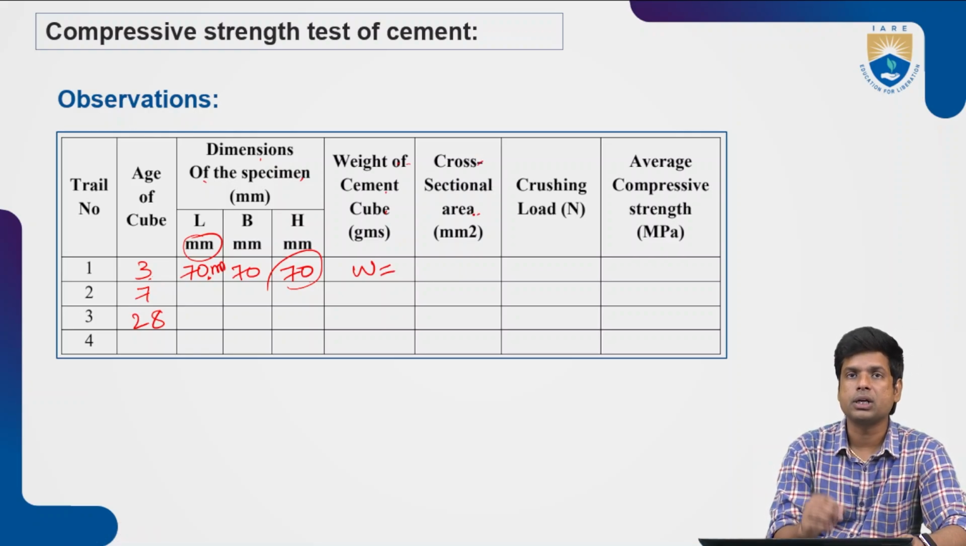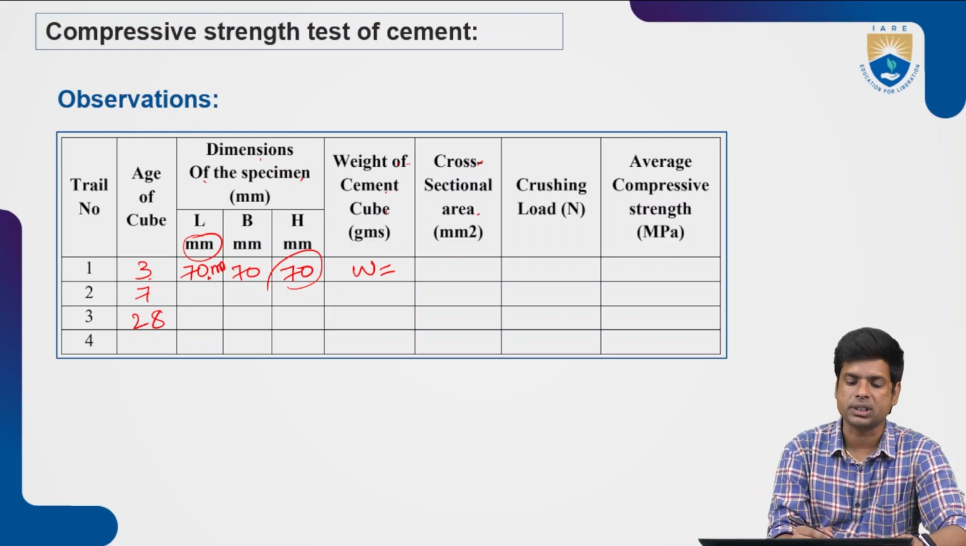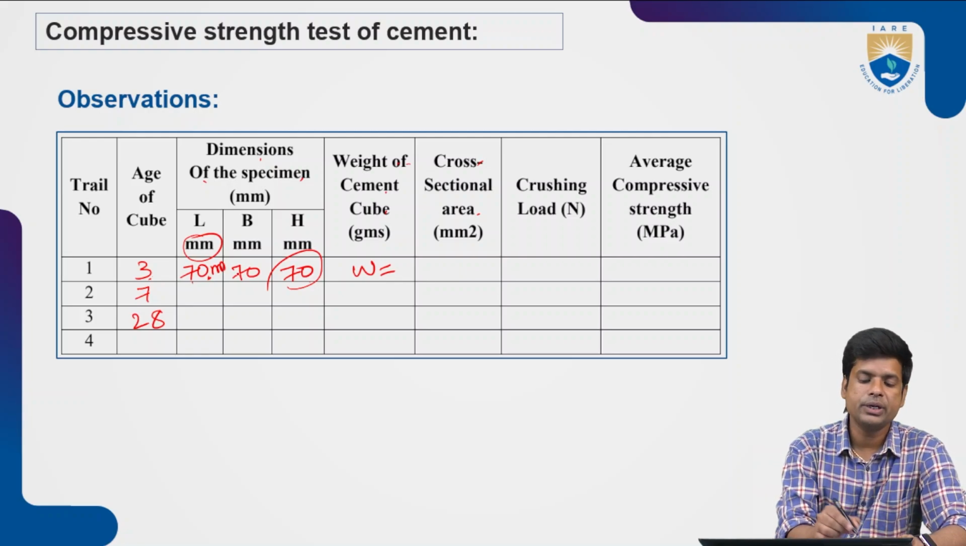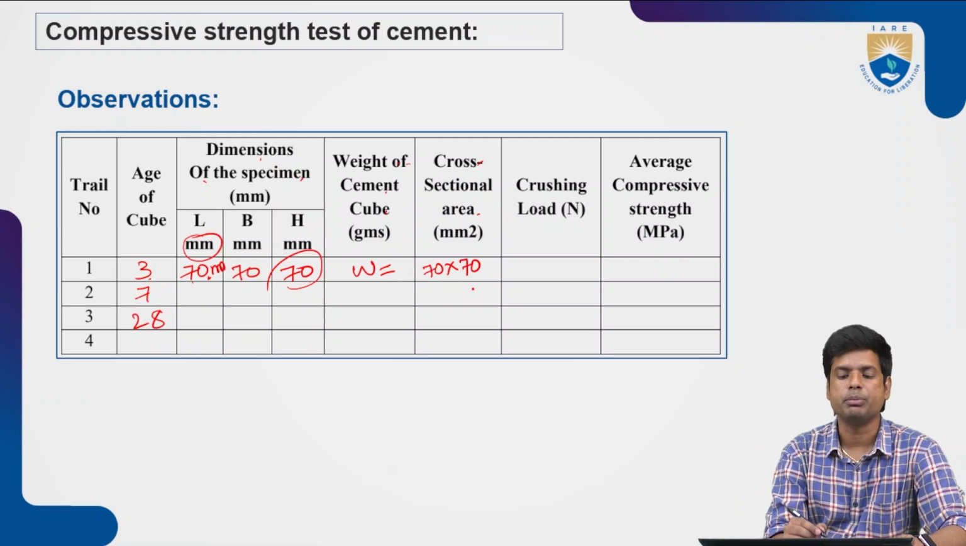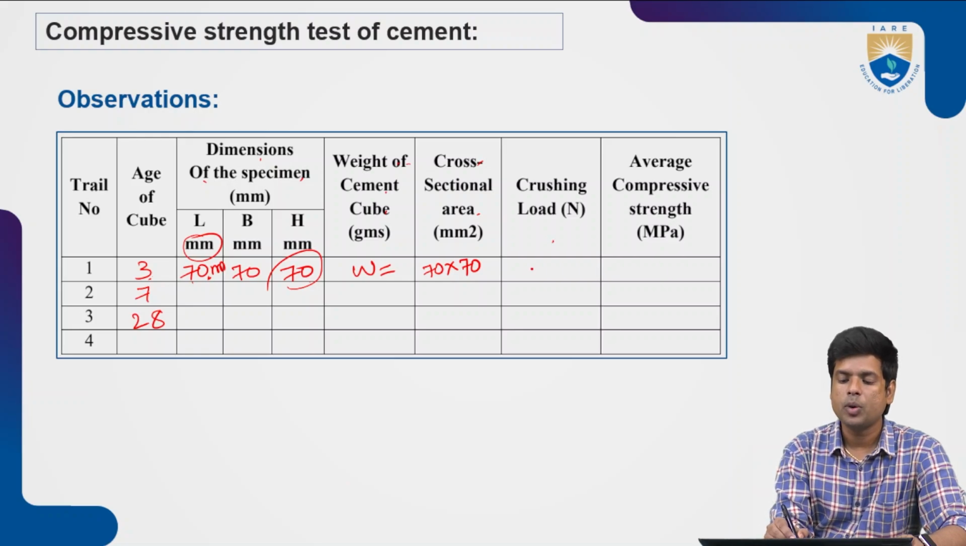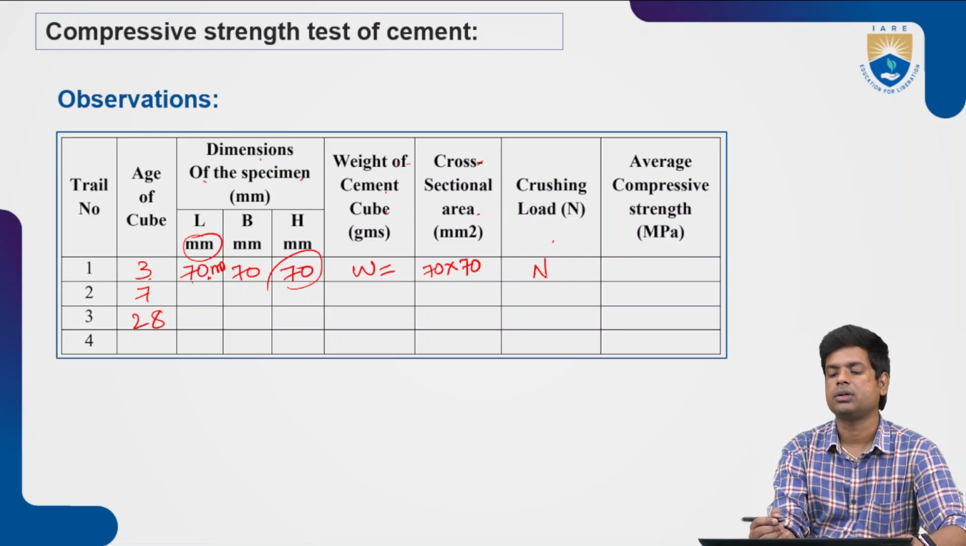So where you are applying the load. On the top surface you are going to apply the load, right? So 2 surfaces, L into B. So 70 into 70 will give you the cross sectional area. That will be taken here. And crushing load, how much amount of load will be applied on the concrete.